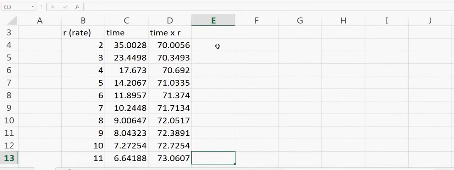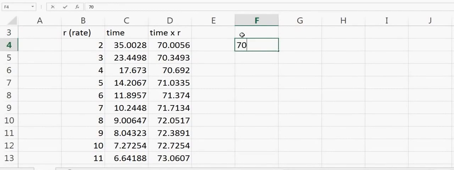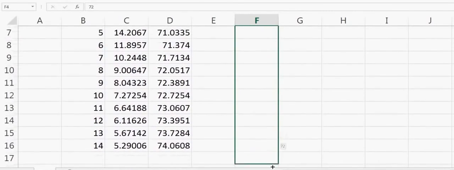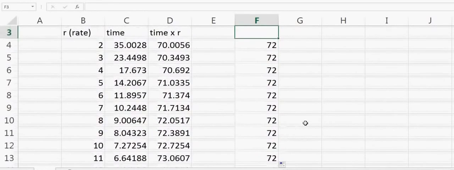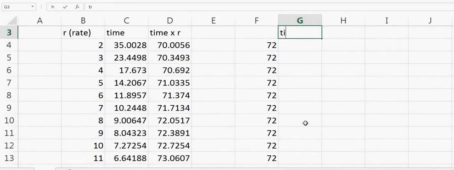So if we approximate the number to be 72, then all we need to do is, if I use our trick, then instead of using 70.005, I will always use 72. So I keep using 72 for all these rates, and then I'll calculate the time. Time will be equal to 72 divided by rate.